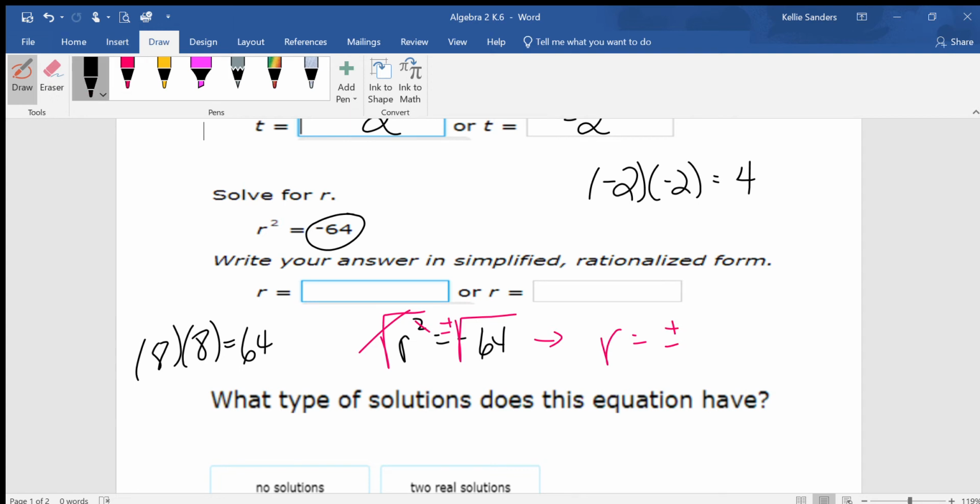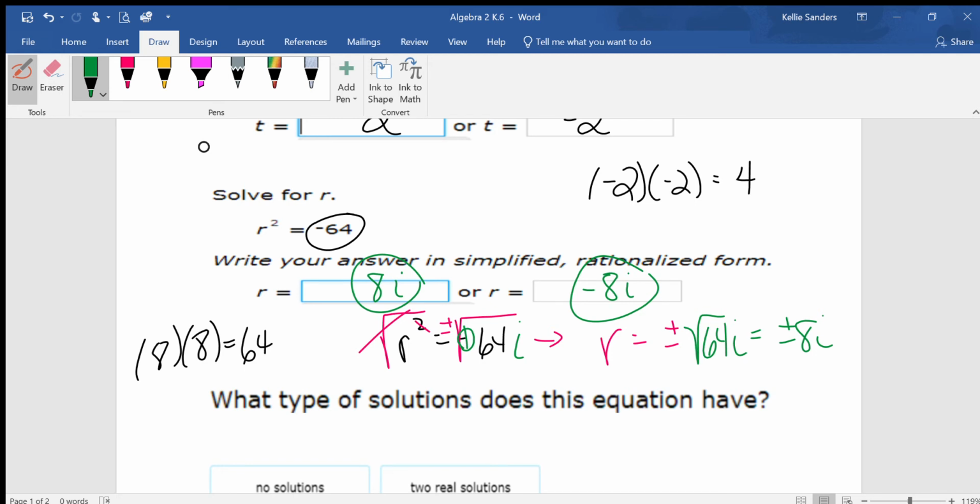Remember, let's do green. You cannot take the square root of a negative number. The negative inside a square root is bad. Do you remember what we do with that? We make it a positive, and we put an i to the outside. So it would be the square root of 64 i, which is plus or minus the square root of 8 i. So 8i and negative 8i.